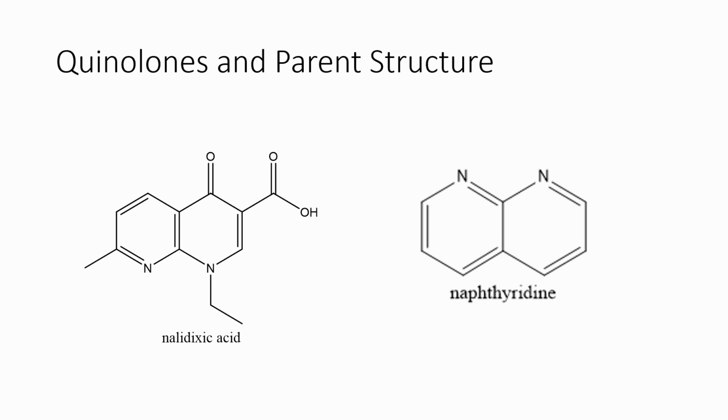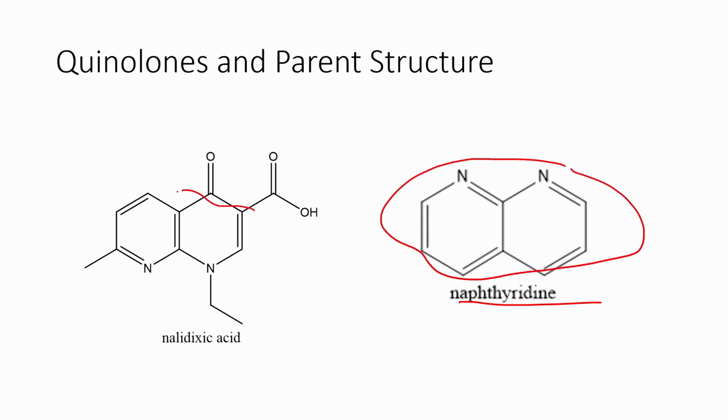The main ring structure of our quinolones and fluoroquinolones is our naphthyridine ring. So it is a bicyclic compound with two nitrogen atoms separately on each ring structure. So you can see our naphthyridine here. And you can see the naphthyridine but inversed in our nalidixic acid as well.